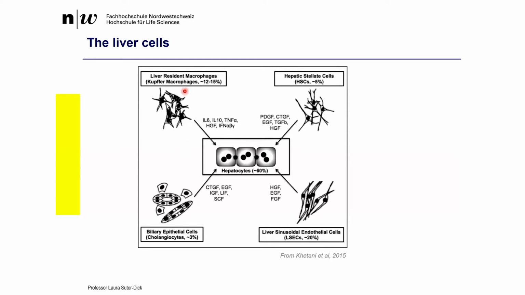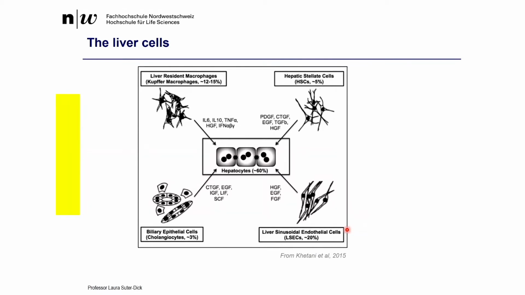Macrophages are important for the immune response in the liver. Another one is the hepatic stellate cell. The hepatic stellate cell is only about 5% of the total cells in the liver, but the hepatic stellate cell, however, has a very important function in tissue repair and in collagen extracellular matrix deposition. In addition, we have the liver sinusoidal cells which cover the sinusoids.